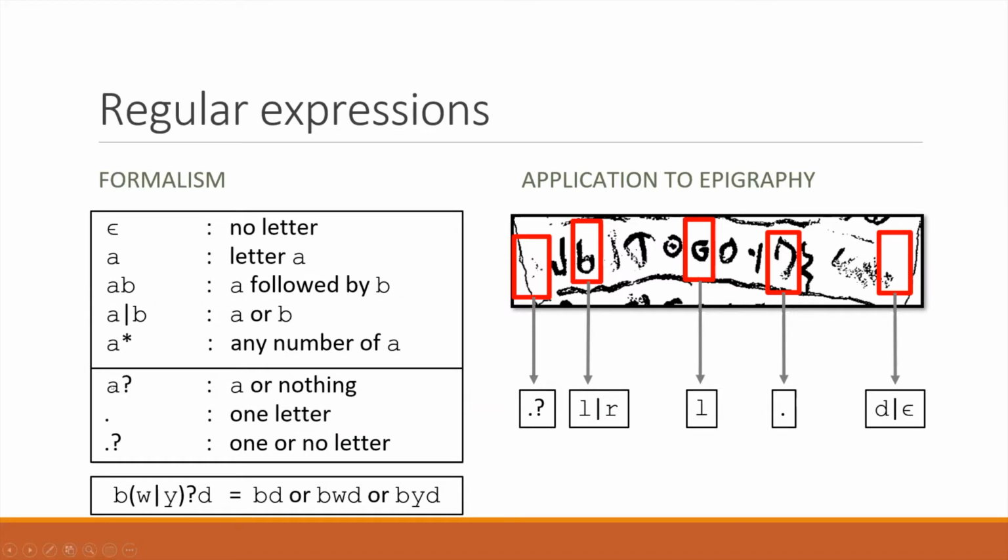We also have the question mark, A or nothing, nothing being the epsilon, which we call the empty string. We can do a dot, which means one letter, or a dot followed by a question mark, one or no letter. So basically, this is how it works. For example, this regular expression, B followed by W or Y question mark, and then a D, means a B followed by either nothing or a W or a yod. So it's the set of three possible words: BD or BWD or BYD.